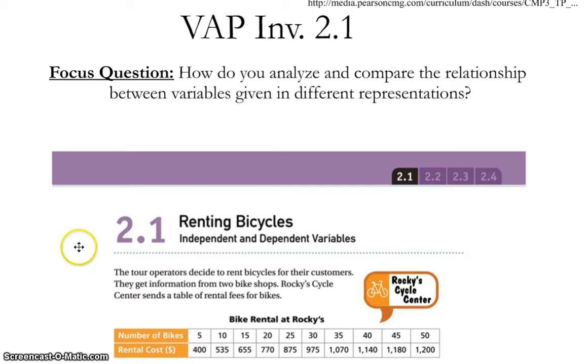The dependent variable has its value determined by the independent variable. For example, in an earlier investigation, we had time and distance. Time was the independent variable. Distance was the dependent variable. How much distance we covered was directly dependent upon the amount of time that we traveled. So that would be a time and distance independent dependent variable relationship.